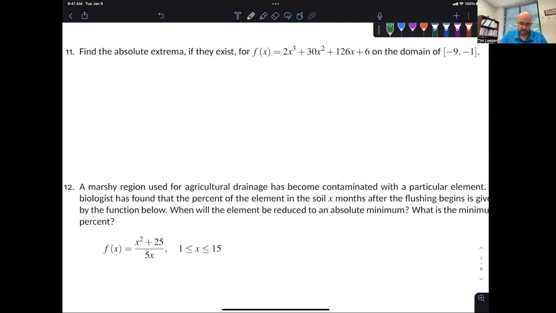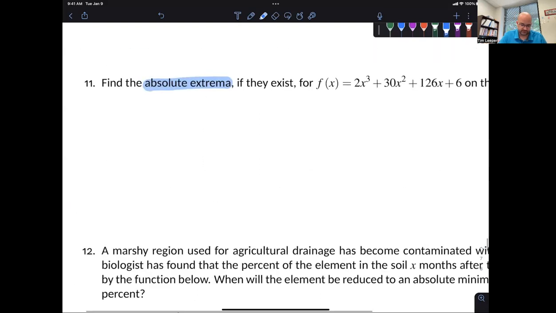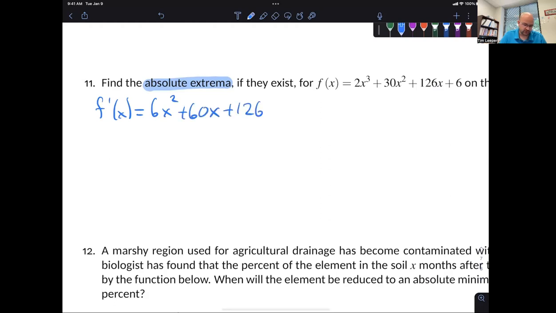Okay, so the function is here, and we want the absolute extrema, which means we need to find any critical numbers. So the critical numbers for f of x come from the derivative. The derivative is 6x squared plus 60x plus 126. So I need to find any critical numbers by setting that equal to 0.